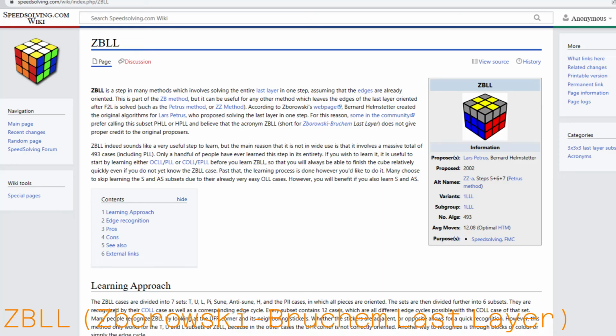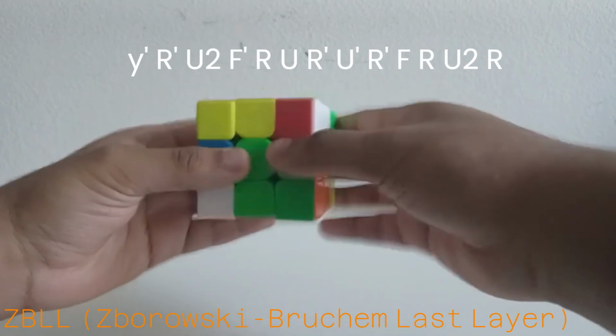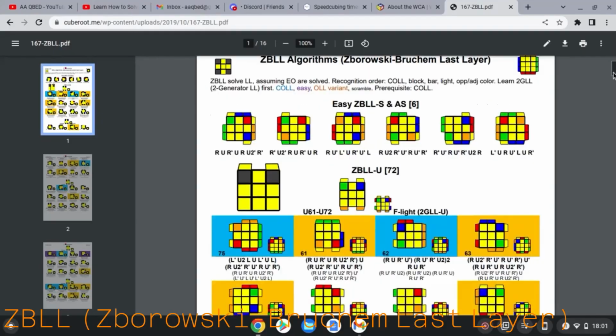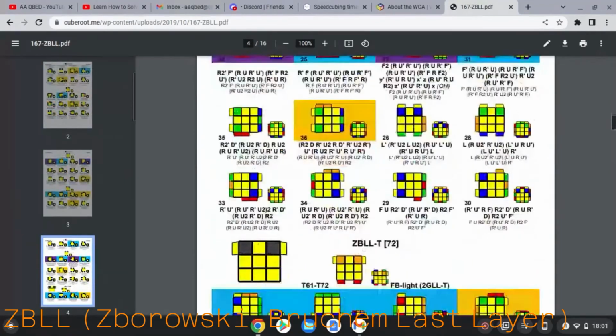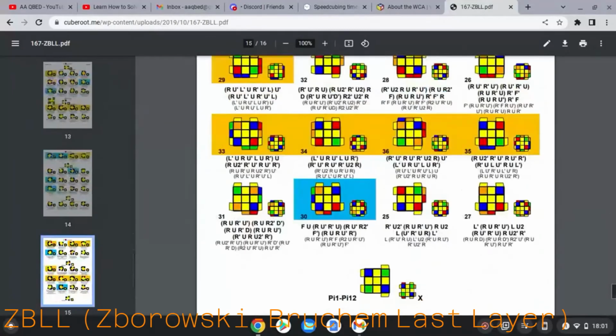Last but not least, Z is for ZBLL, or Zborowski Bruchem last layer, a subset used to solve the entire last layer with only one algorithm when all of the last layer edges are oriented. There are 493 cases for ZBLL, so don't try hurting your brain with this subset.